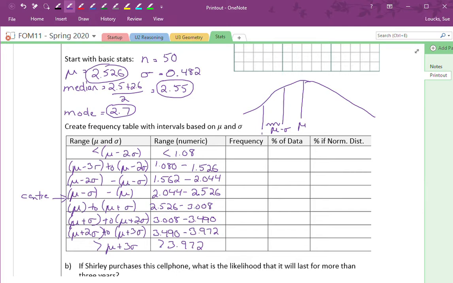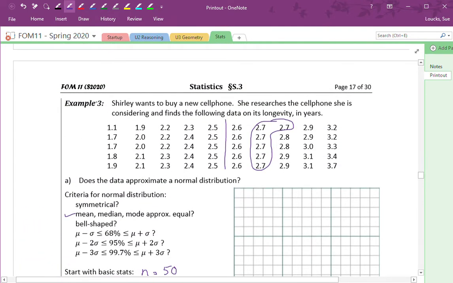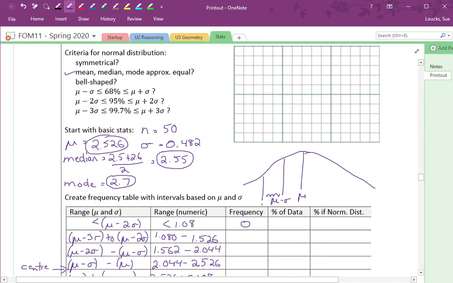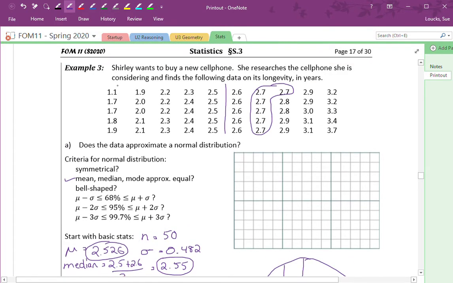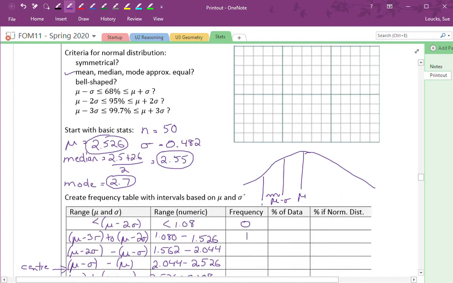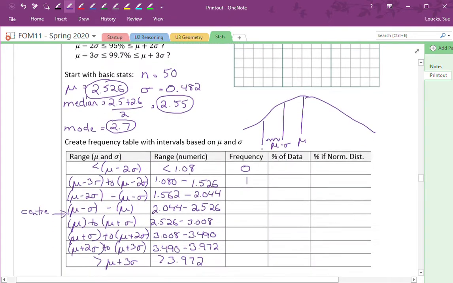Now we need to go back to our data and look at the frequency. So how many of our data points are less than 1.08? Let's go back up. That would be up here. There are 0 that are less than 1.08. And how many are between there and 1.526? There would be 1 in there. How many are between there and 2.044? Oh, there's a bunch of them. 1, 2, 3, 4, 5, 6, 7.